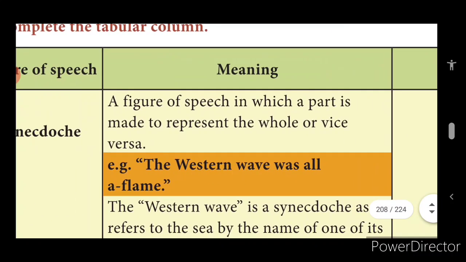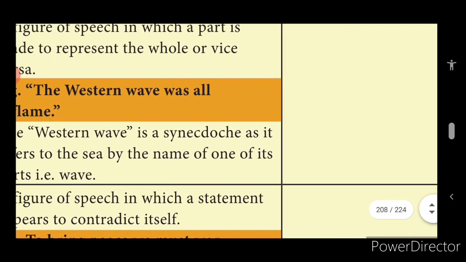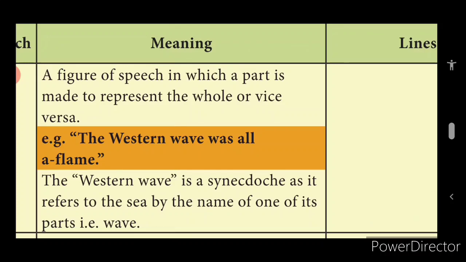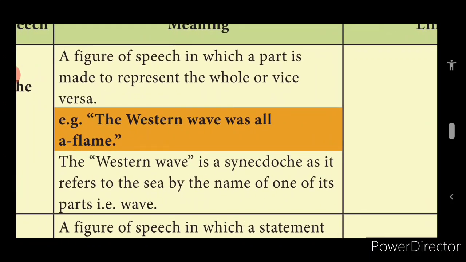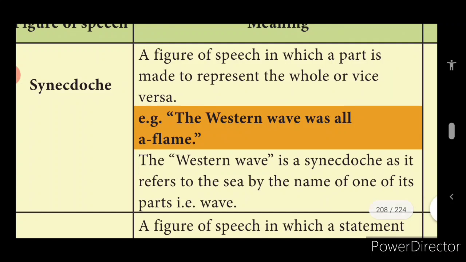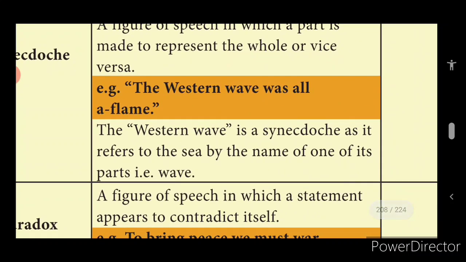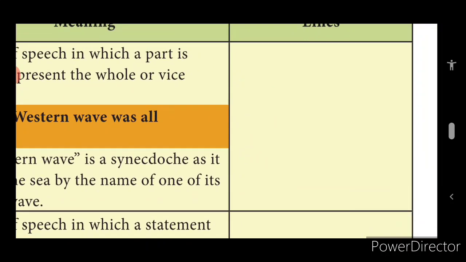Yes, children, here see they have given the explanation part of figure of speech. Now, to which figure of speech, which line it goes, you will write. We go on. To the poetic lines you must write. Okay. Here see the figure of speech in which a part is made to represent the whole or vice versa. Synecdoche. Here example, the western wave was all aflame. The western wave is a synecdoche as it refers to the sea by the name of one of its parts. It is waves. Okay, now related to this, what's the line in the poem? The house seems to be a bit brighter.